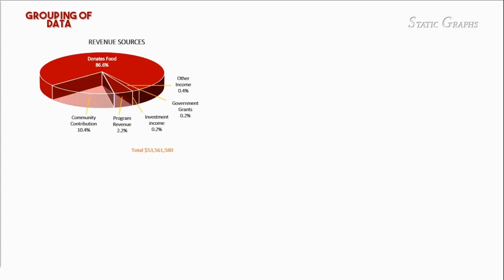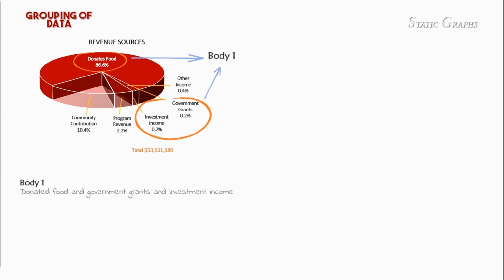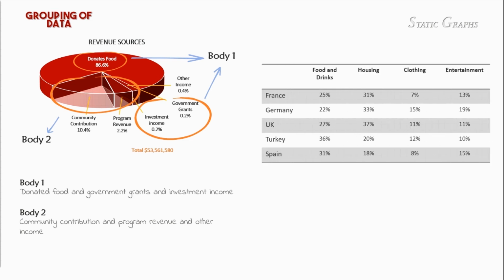For a pie graph, we can group our data in this way. In body 1, this will describe the donated food and government grants and investment income, as these are the highest and the lowest. Body 2 will be about community contribution and program revenue and other income, as these are the next figures.